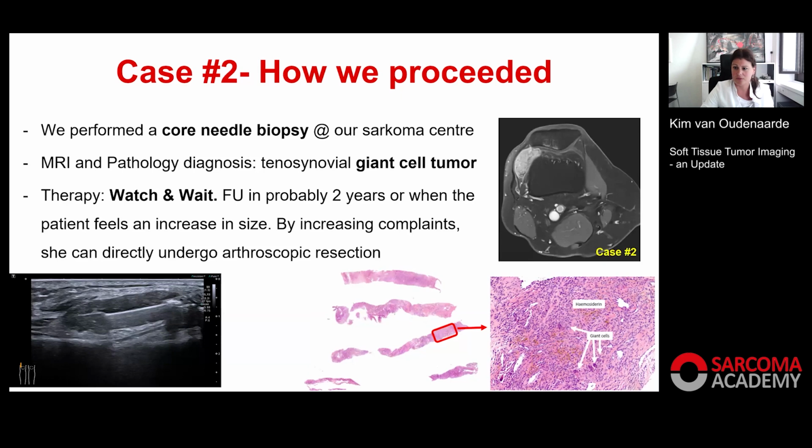Second case, 62-year-old woman with a pain and swelling of the knee. So I didn't see your answers because you couldn't give an answer, but from an imaging perspective, this was pretty clear that it was a tenosynovial giant cell tumor. That was our MRI diagnosis. And for the next step, we performed the core needle biopsy, which confirmed the diagnosis. The therapy for this patient is a watch and wait procedure, follow up in probably 2 years, or when the patient feels an increase in size. And by increasing complaints, you can directly opt for arthroscopic resection.